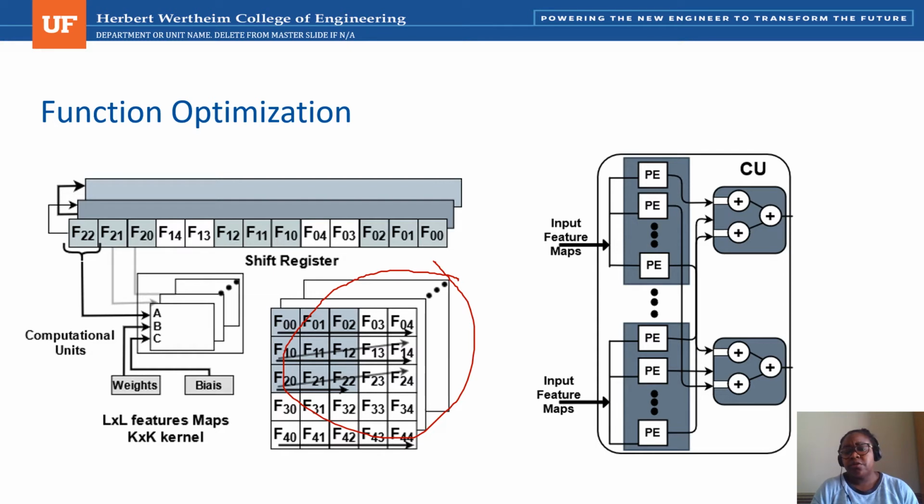So the data are then loaded into a computational unit along with weight and bias. The architecture of the computational unit is presented in the picture on the right. It's a cascade of blocks that perform multiplication-wise operation followed by the adder tree.